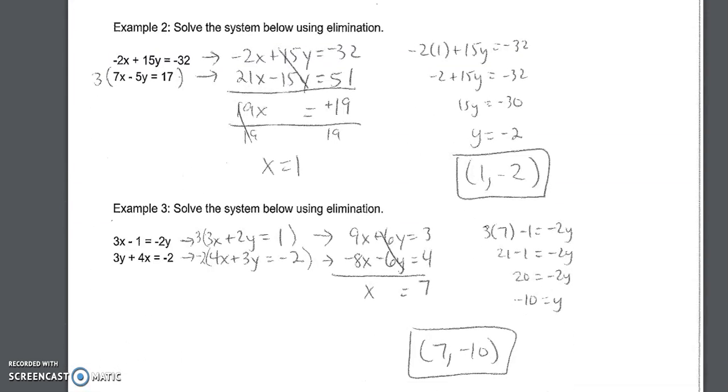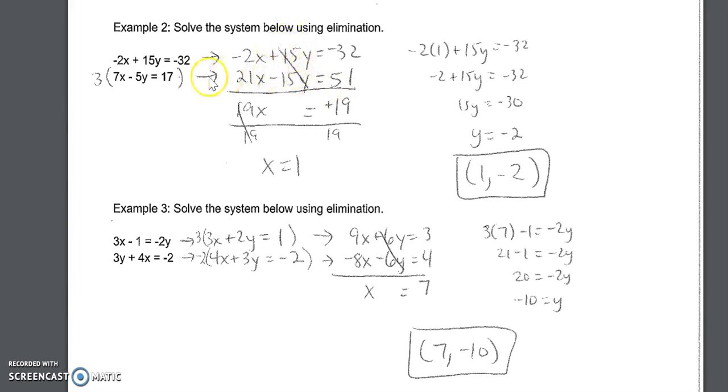Example number 2. Again, check. X's are lined up, Y's are lined up, constants are lined up. So you're good to go with that. Do you have opposites? You have a -2 and 7, you have a 15 and a -5. So no opposites. So you have to do some work. Again, we chose to work with Y's. So we're going to multiply that second equation by 3. So go ahead and multiply by 3. You get 21, -15, and then don't forget about that last one, 51.